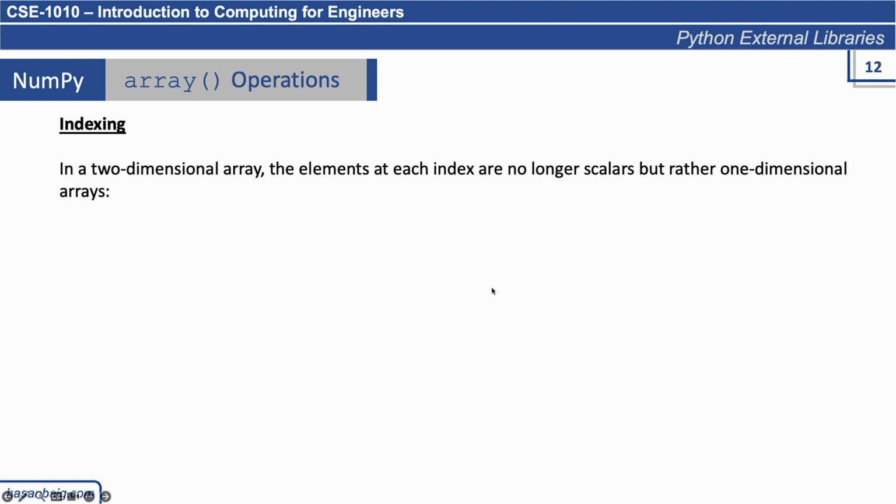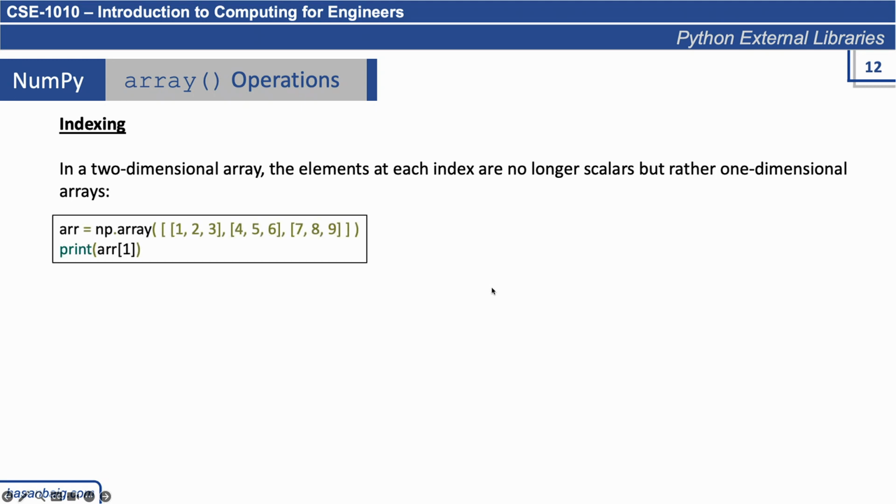So in a two-dimensional array, the elements at each index are no longer scalars, but rather one-dimensional arrays. So once we specify this, print array 1, how we can access the first row. So this is the zeroth row, first row, and the second row. So in order to access this row, we can just simply write print array 1.